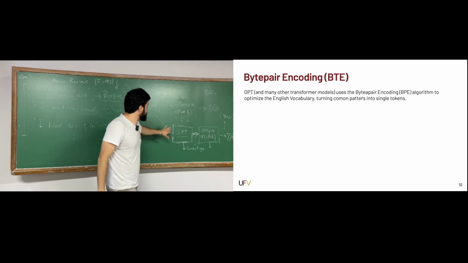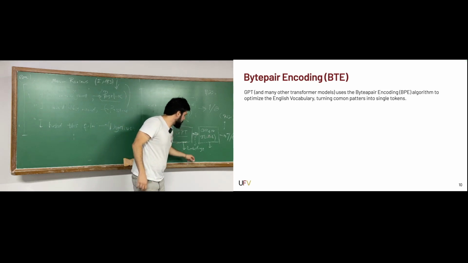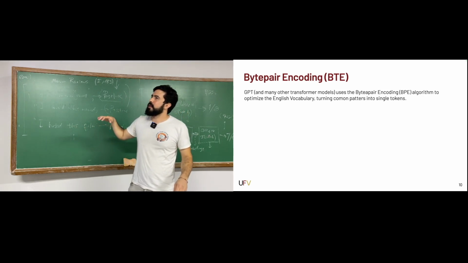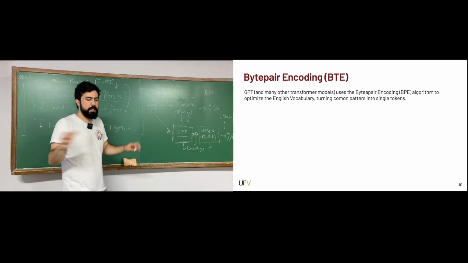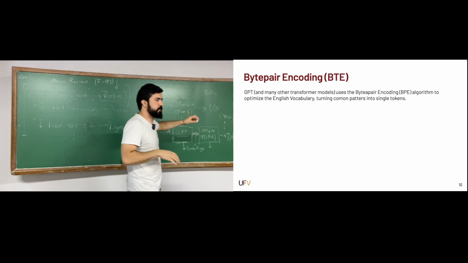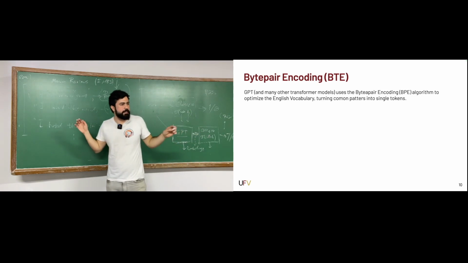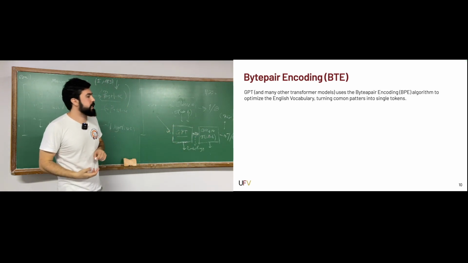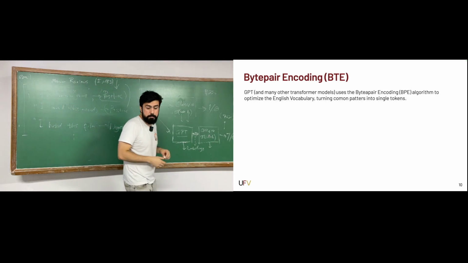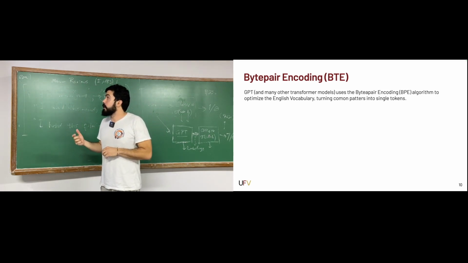But there is a detail when training GPT and other transformer models which appears a lot and is actually important. It's not part of the transformer. It's actually a completely separate algorithm, but it is used frequently when training these transformers, which is the byte pair encoding algorithm.